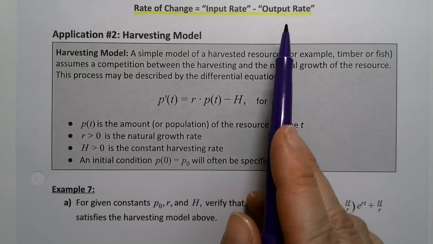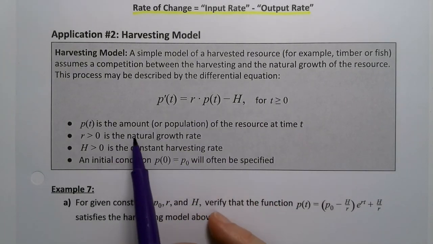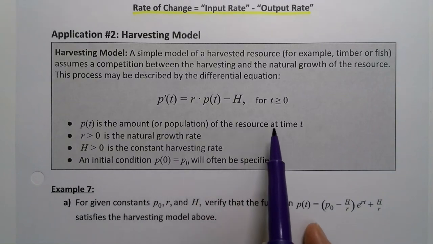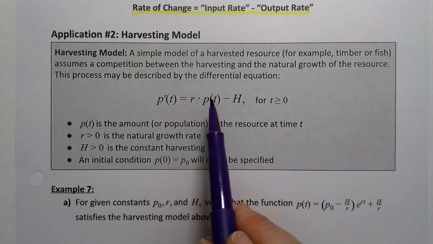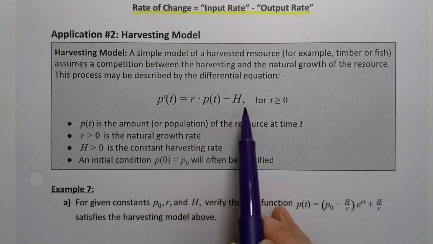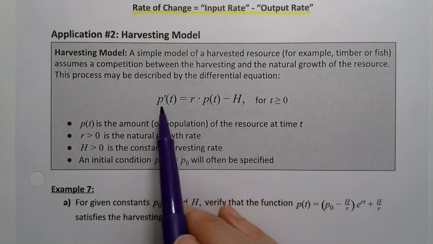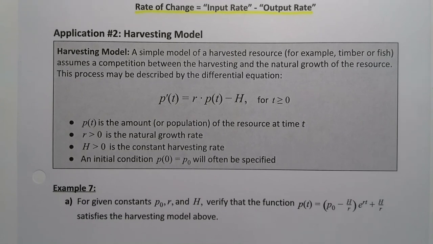That's your output rate. And R times P of t, well, R is your natural growth rate, and P of t is the amount of the resource at time t. So if you take your natural growth rate times how much of it there is, that will get you your input rate. So it's input rate minus output rate, and that will get you your rate of change in the growth of whatever this particular item is, like timber or fish or something like that.